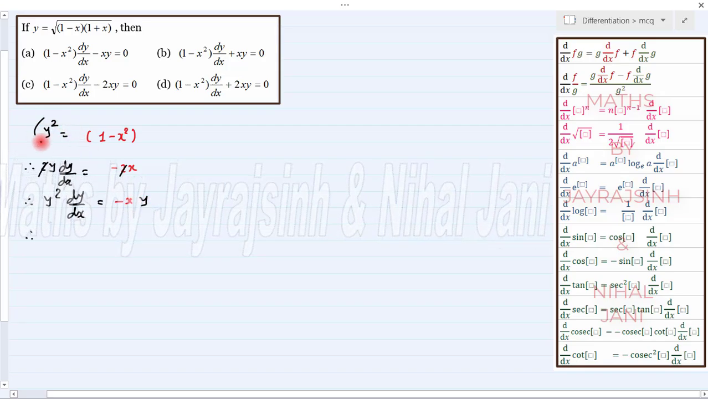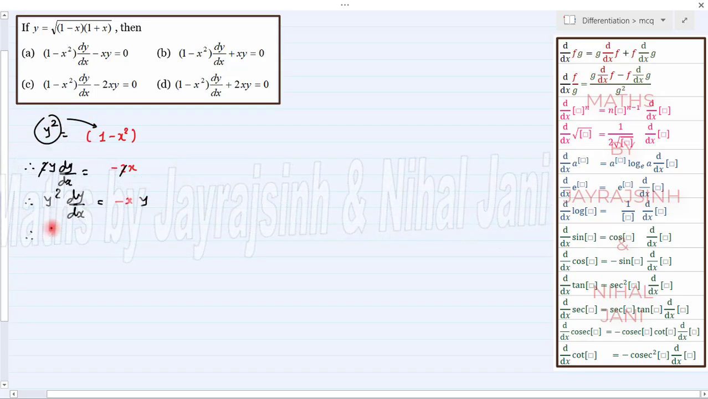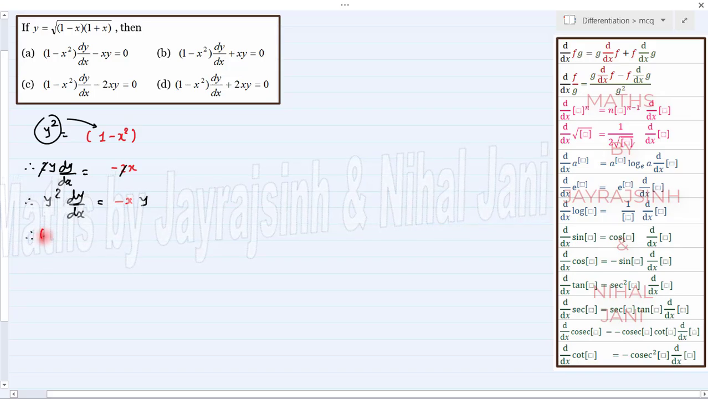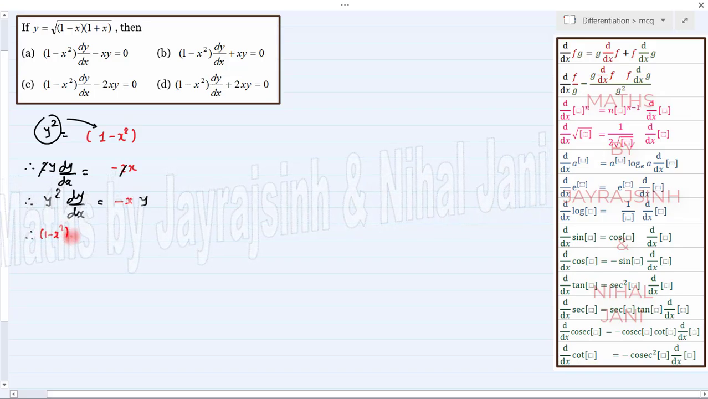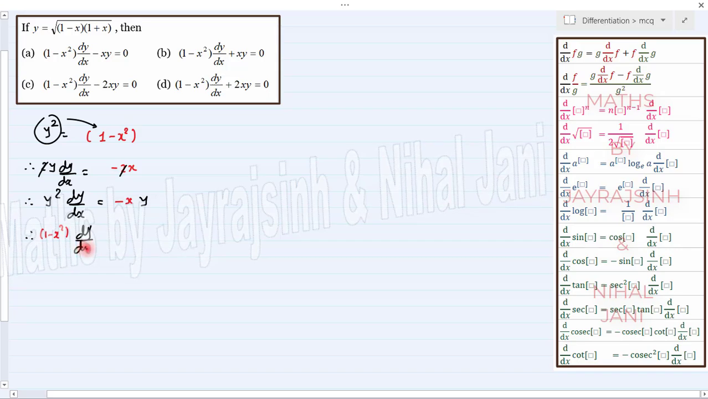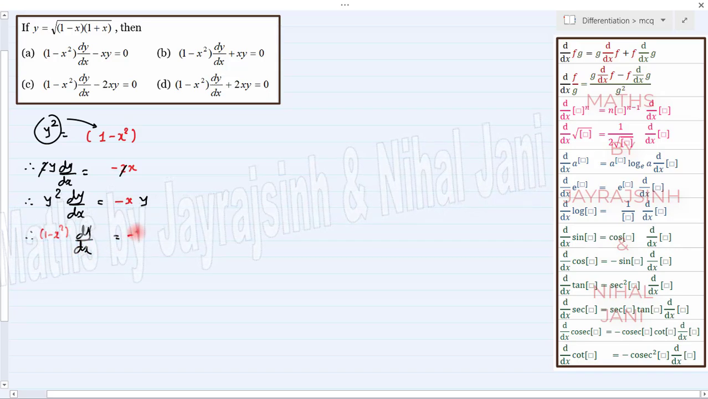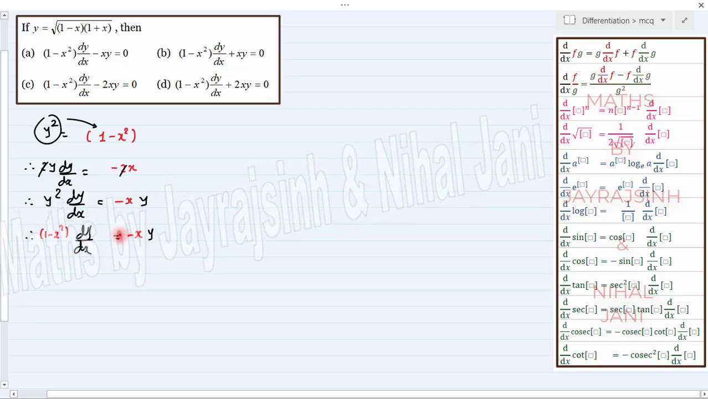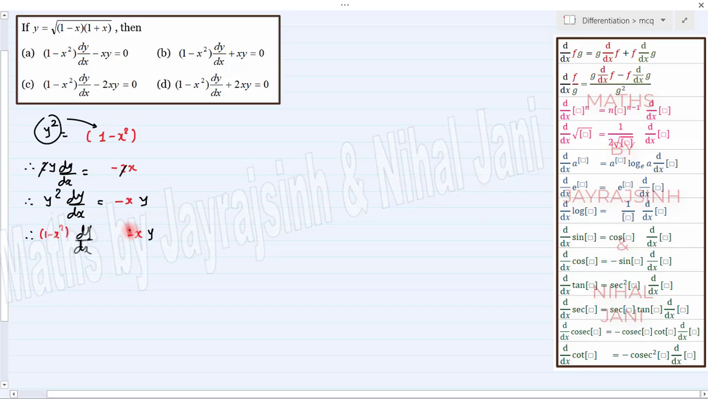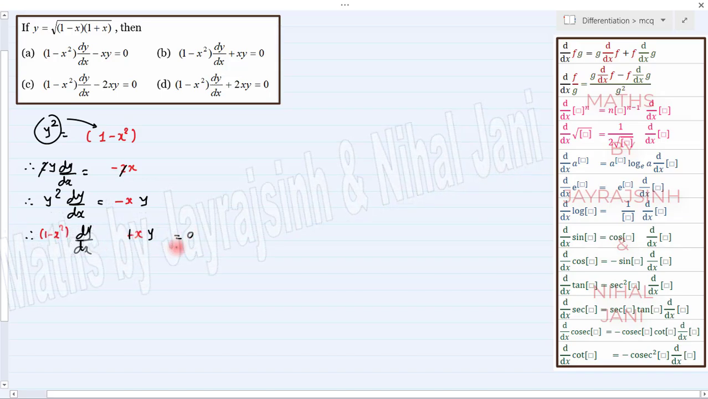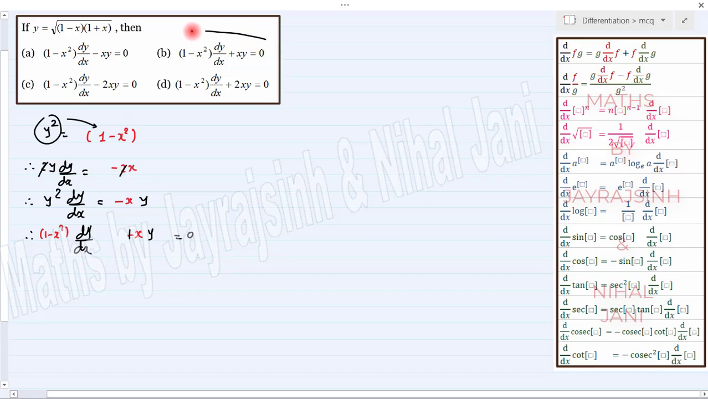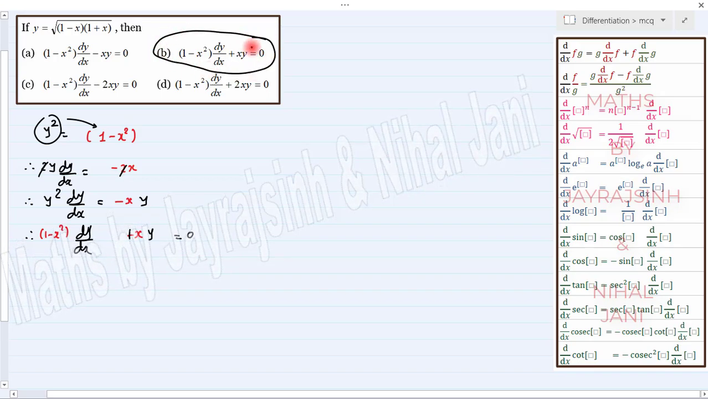If we substitute the value of y square, which is 1 minus x square, on the left hand side we will get (1 minus x square) dy by dx is equal to minus xy. Take it on the left side, we will get (1 minus x square) dy by dx plus xy is equal to 0, which is given in option B. So ta-da!